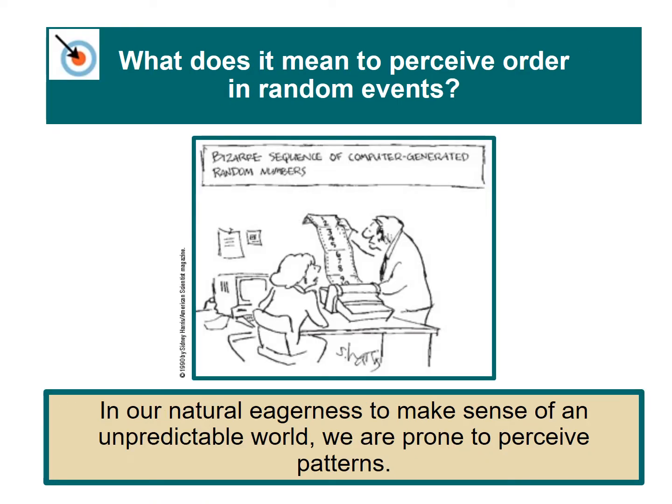Go back to this because it goes back to the coin flip. When we're prone to perceive patterns, then we're going to try and see patterns where there might not otherwise be patterns.